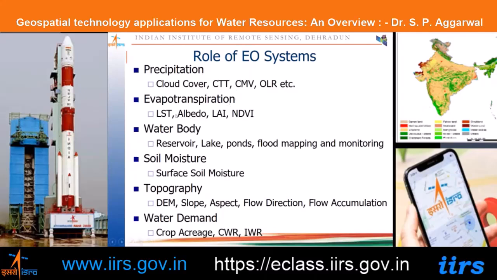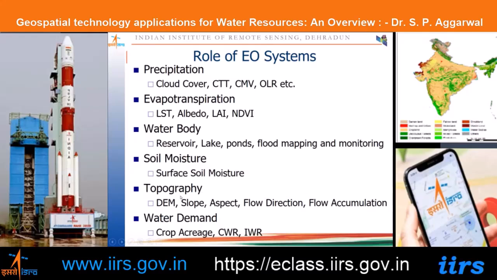Evapotranspiration you do not get directly, but you get information like land surface temperature, albedo, leaf area index, and normalized difference vegetation index. This information is required to calculate evapotranspiration using the energy balance technique. For water bodies, you directly get information about reservoirs, lakes, ponds, and floods. Soil moisture, you get surface soil moisture, not the subsurface.